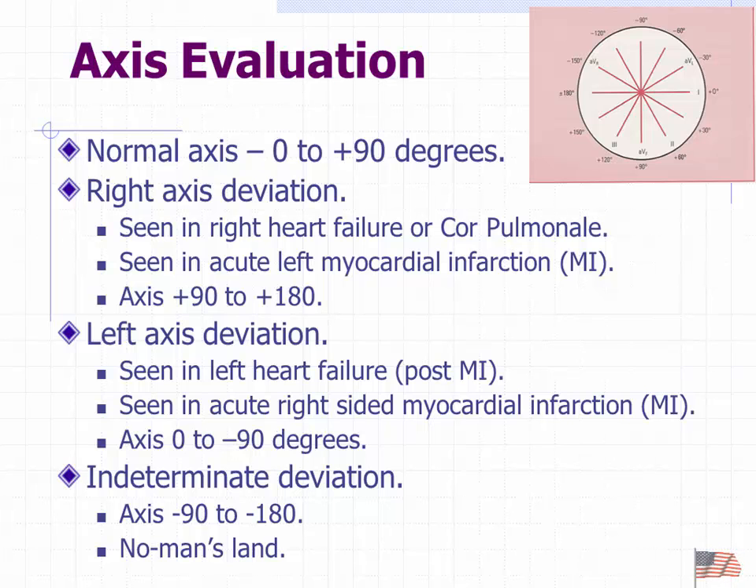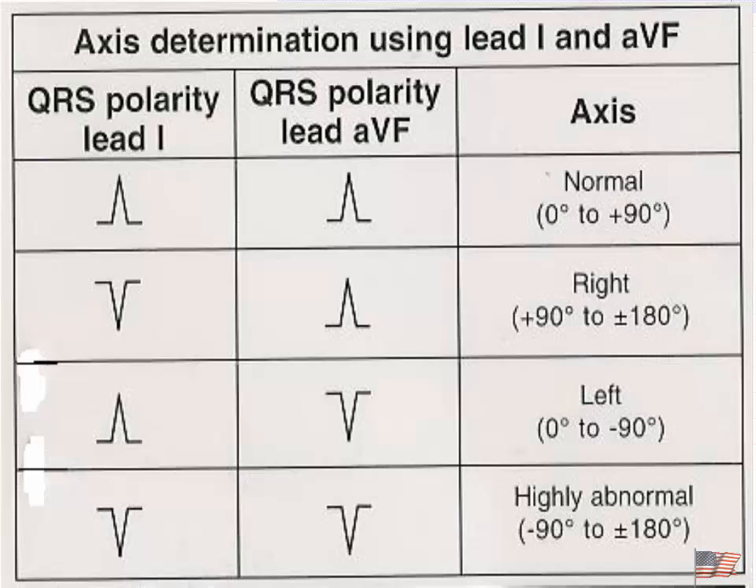Why is the current predominantly going left to right and bottom to top? What? It's going this way instead of that way. And there's a couple of bizarre reasons, but that's extremely rare to end up seeing. One example is a pacemaker, because a pacemaker starts on the bottom and goes up and goes in the opposite direction. Right axis, left axis, normal, and no man's land.